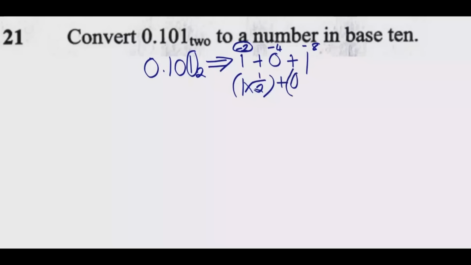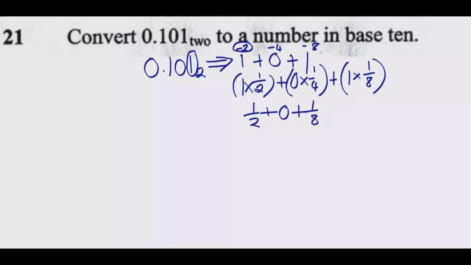0 times 1/4, close bracket, plus 1 times 1/8. Why? Because these exponents are negatives, that's why I'm writing them as fractions. Then once we've done this, we can find the value. So 1 times 1/2 will give us 1/2, plus 0 times 1/4 will give us 0, plus 1 times 1/8 will give us 1/8. Then what we do is we add these.